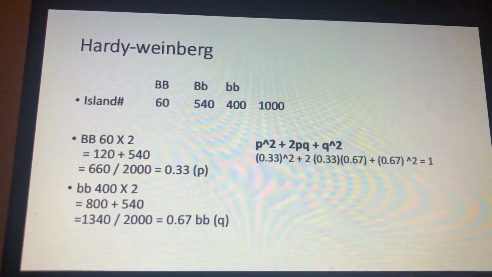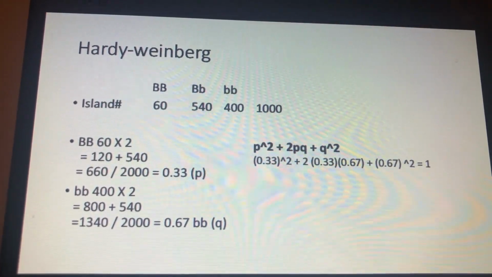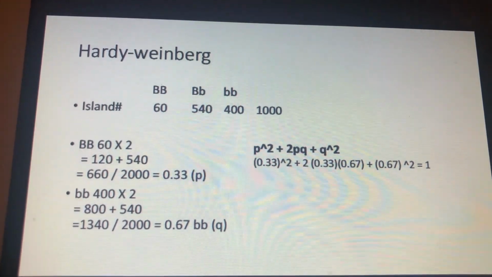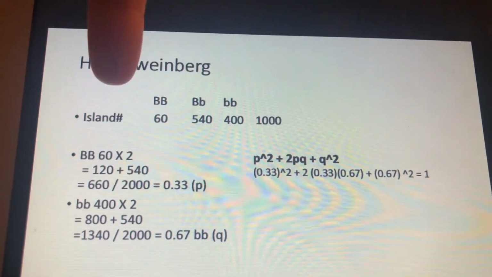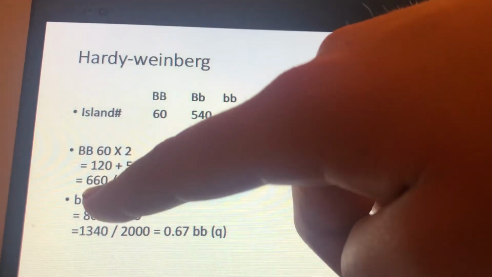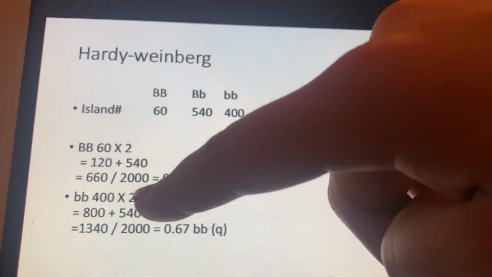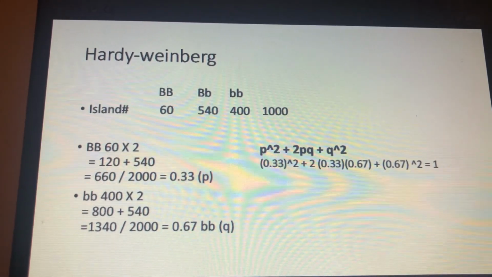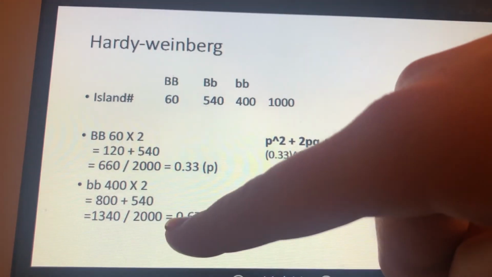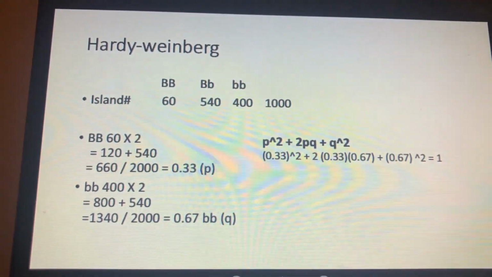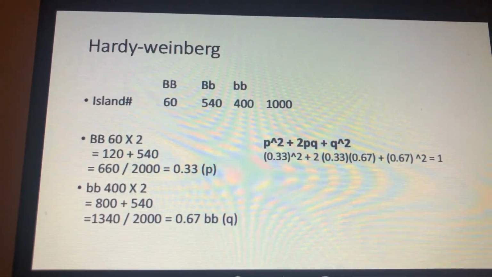So Hardy-Weinberg is the ideal state that provides a baseline to measure gene evolution within a population. Here, p represents the dominant allele frequency, and q represents the recessive allele frequency. So here we do 60 times 2, which is 120, plus the 540, and so that's 660 divided by 2,000, which is 2 times the total. So here now we have 0.33 for p, and for little b, we do the same thing, and we have 0.67 for q. We plug it into the equation and get the expected frequencies of the population.